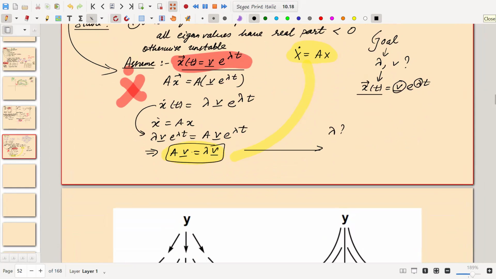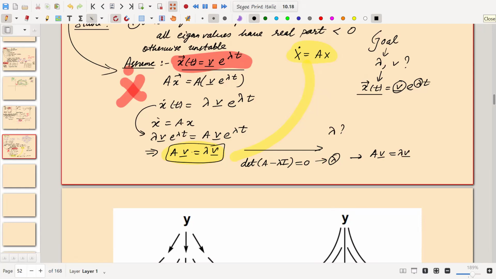What shall you do? Do you remember the characteristic equation? Just set the determinant of A minus lambda I to 0, right? If you set it to 0, you will get lambda. After you get lambda, can you find v? Yes, Av equals lambda v. Yes, you can find it. So you will get both the eigenvalue and eigenvector, which will give you the solution to the differential equation, right? Understood? So you can predict the trajectories of the system.